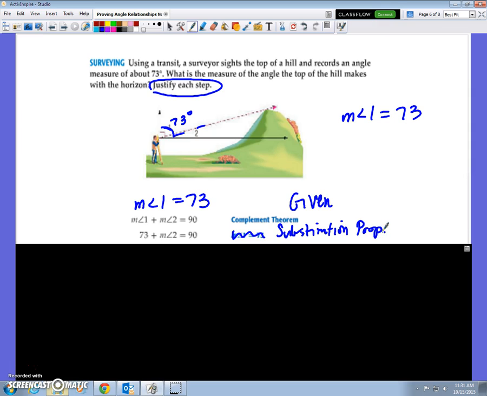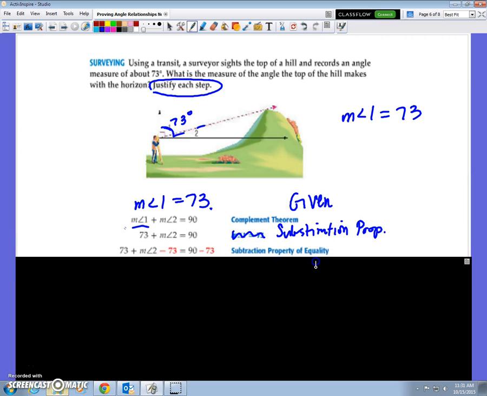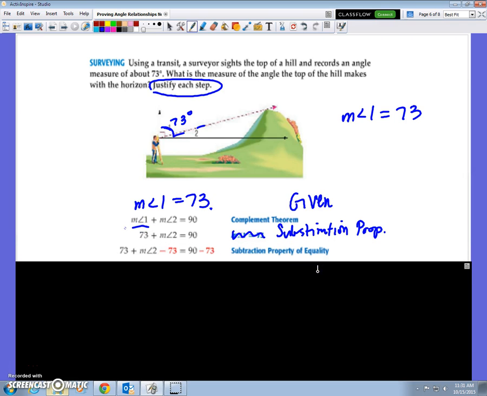All right, the substitution property. We're plugging in the 73 degrees from our given into measure angle 1 because we know that's how much it is equal to. And then we're just going to solve our equation. So we're going to go with the subtraction property of equality because we want to know what measure angle 2 is. And we'll move on here.